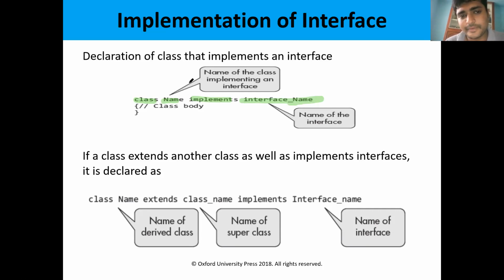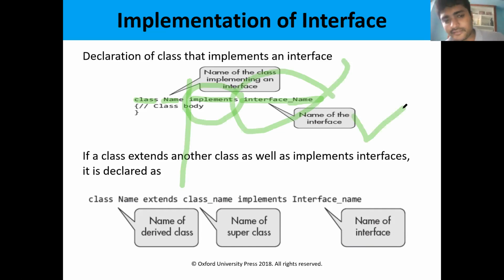Class name. Up to this, the syntax is similar to a class. So here we are going to implement an interface. That means we have to use the implements keyword and then the interface name. So this is the syntax for implementation of an interface.